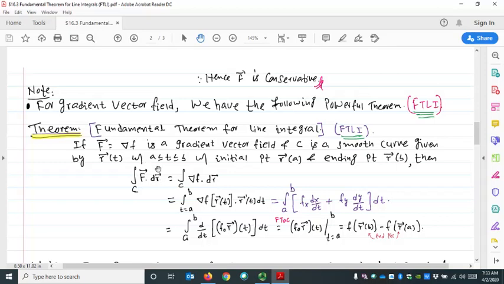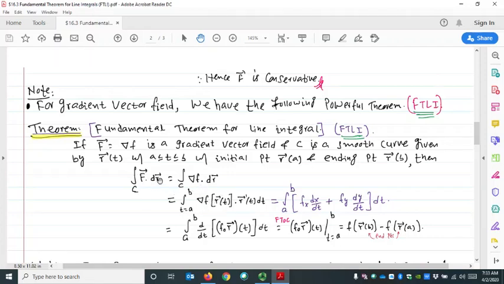that's a vector line integral, equals: find the potential function and simply evaluate at the endpoints, f of R b minus f of R a. So this computation is not that hard, so let me go over it quickly.